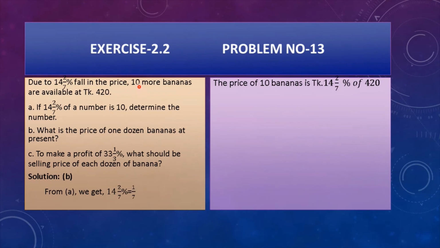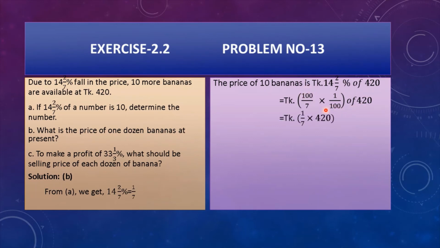It is written here that 10 more bananas are available at taka 420 because of the fall in price of 14 whole 2 by 7%. That's why the price of 10 bananas is taka 14 whole 2 by 7% of 420. Then you can write down 7 multiplied by 14, that would be 98, plus 2, that would be 100, divided by 7, multiplied by 1 divided by 100 because of the percentage of 420.